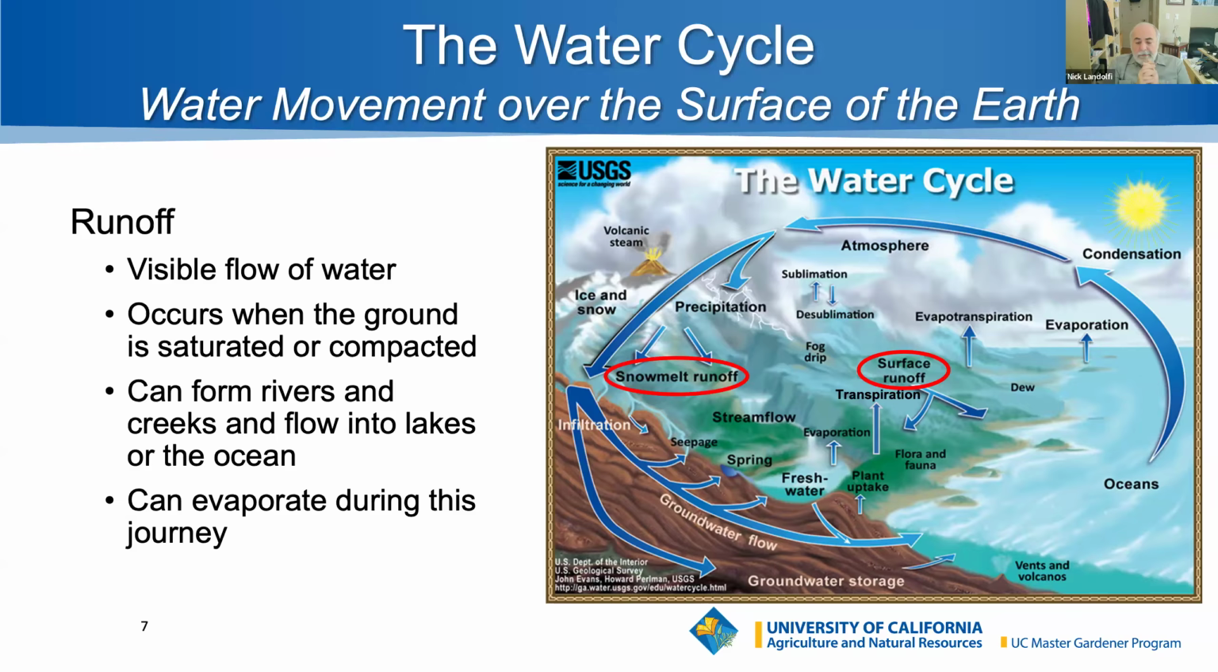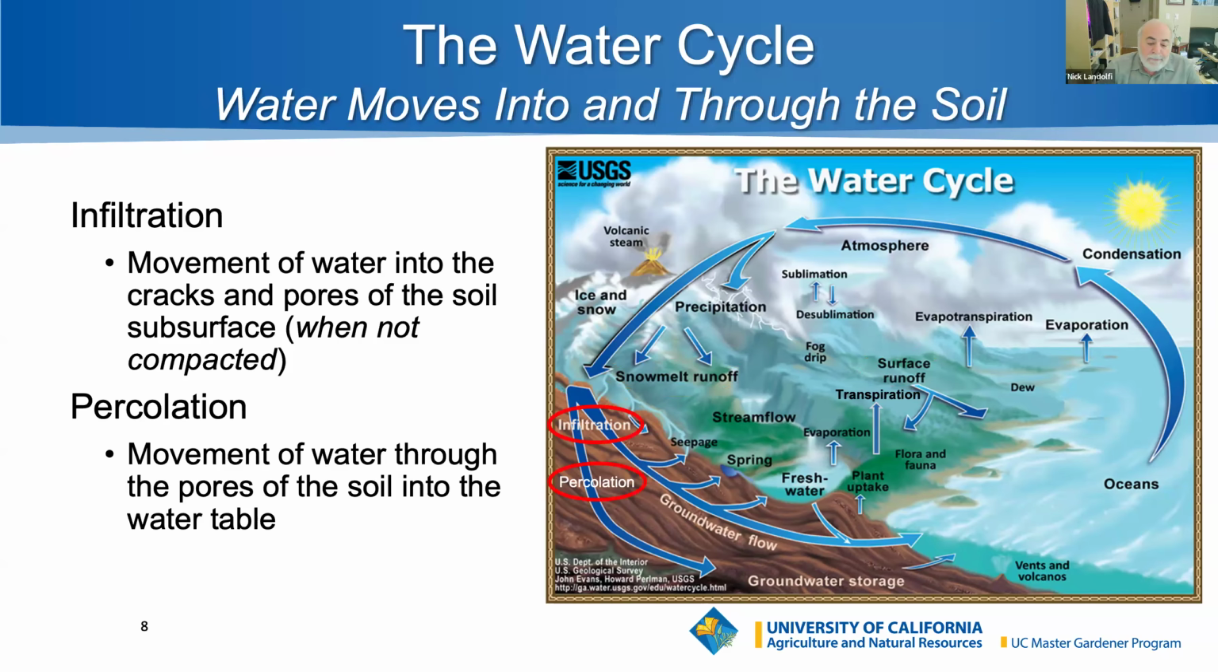Once water returns to the Earth's surface, it can take a couple of different paths. Runoff is the visible flow of water and occurs when the soil is saturated or severely compacted. Runoff can form rivers or creeks and will flow into lakes and oceans. Of course, it can evaporate and return to water vapor during this journey. Alternatively, water can enter the soil. Infiltration is the movement of water into the soil via cracks and pores. The movement of water through the soil is referred to as percolation.